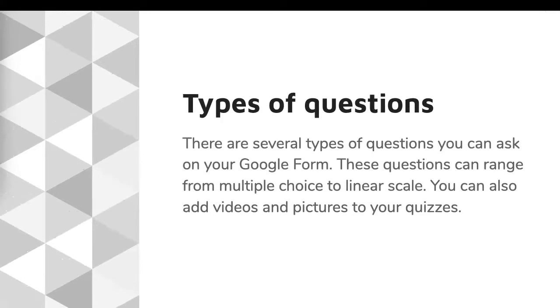There are several types of questions you can ask on your Google Form. These types of questions can be asked in the form of multiple choice, short response, long response, as well as linear scales ranging from 1 to 5. You can also add videos as well as pictures to your quizzes.